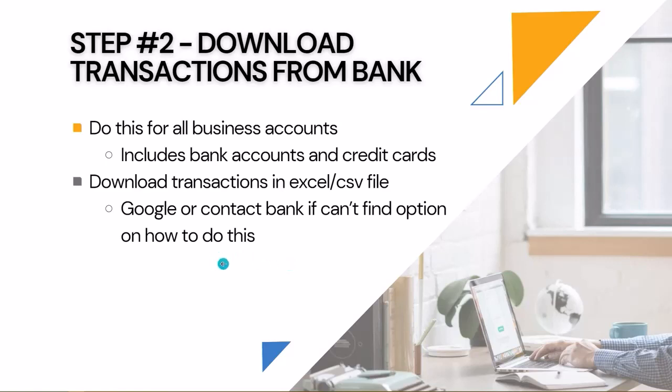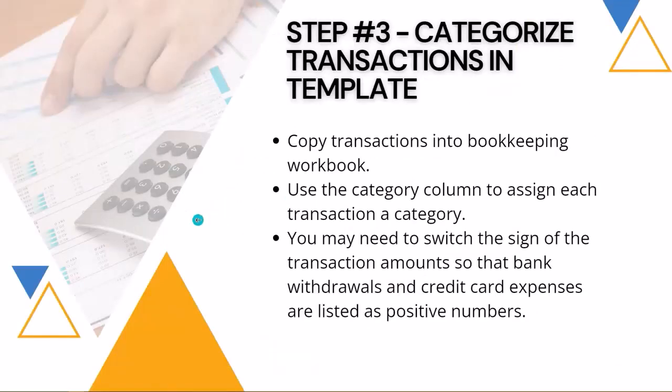Google is your best friend for almost everything. I guess ChatGPT is going to be the real best friend coming up, but use Google or ChatGPT if you can't figure it out in your financial institution portal. And if that doesn't work, you can contact the bank and see how you can download the transactions in Excel. So that's step two. Step one, create the template. Number two, download all the transactions into Excel. Step three is categorizing those transactions within the template.